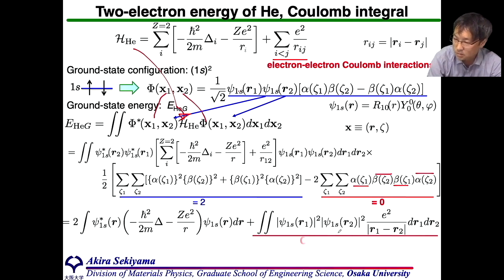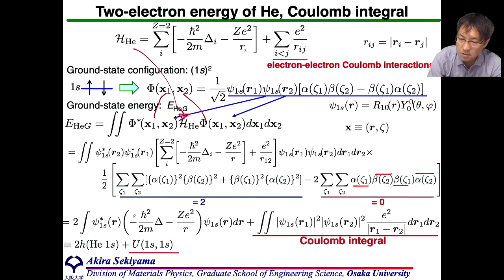So this one represents a Coulomb integral. And the first term stands for the one-electron energy made of the kinetic energy and potential from the nucleus. Then we get the total energy like this. So this U means a Coulomb integral between the 1s electrons. In this way, I introduce a Coulomb interaction, the Coulomb integral.